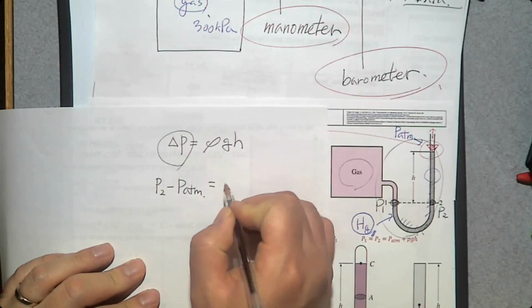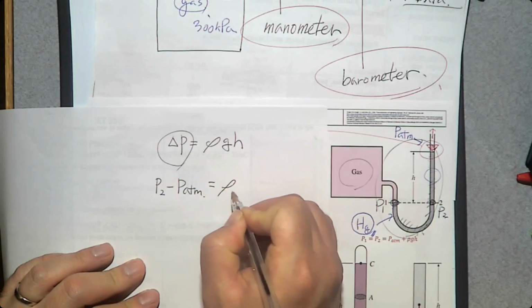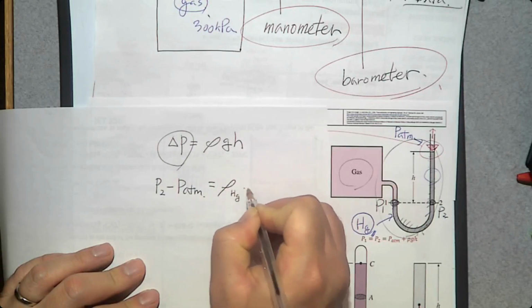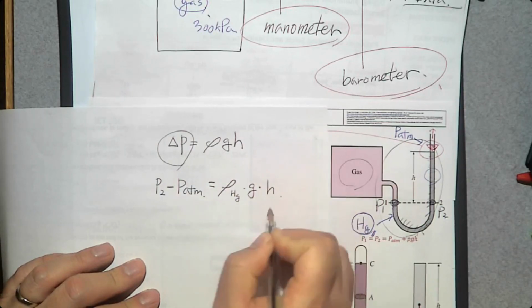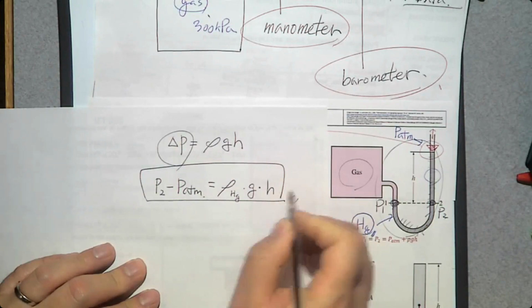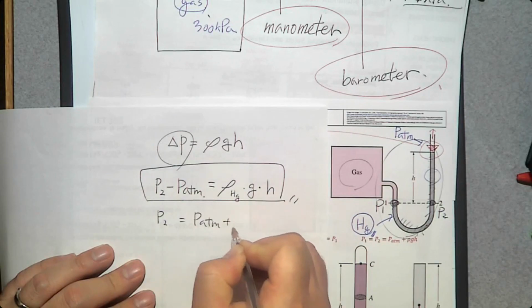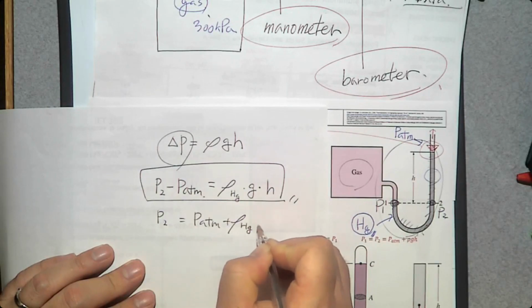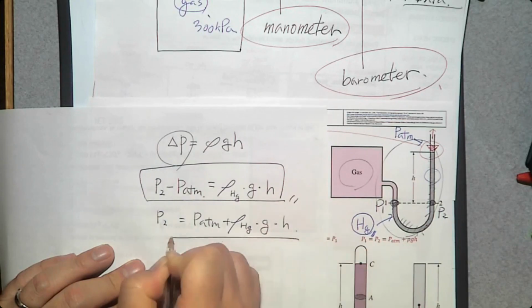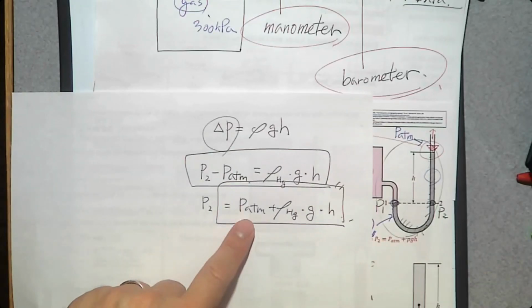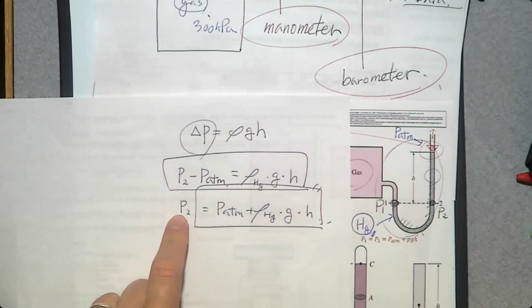So this is going to be rho, the density of mercury, times gravity times h. So if you want to determine P2, it's going to be P atm plus density of mercury times gravity times h. So if you know the density, you determine P2. Then, what is the relation between P1 and P2? They should be the same.